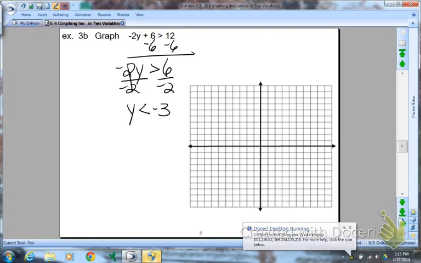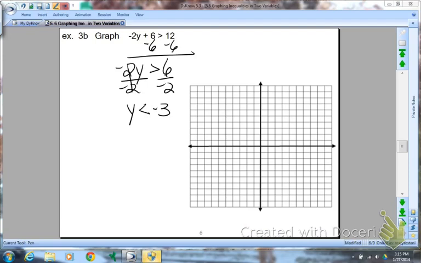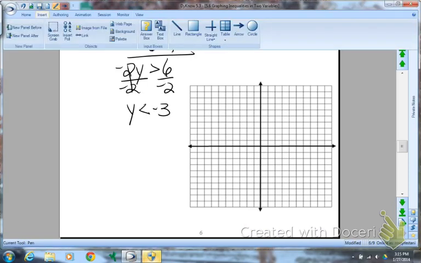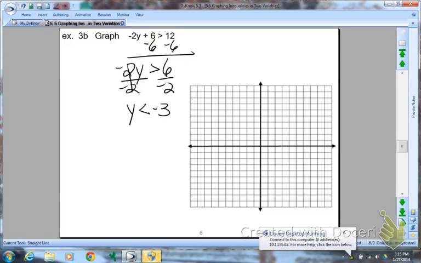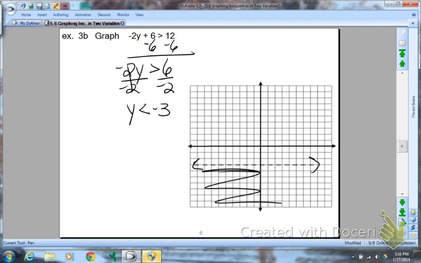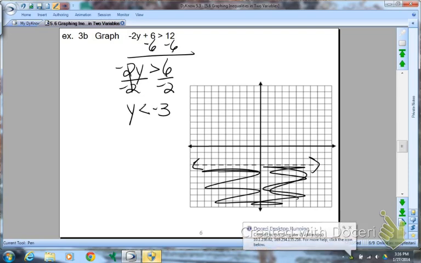Now, what kind of line is this going to be? A horizontal and a dotted line at -3. Now, in this case, we will have above or below. So, do we shade above or below? Less than, below. Okay?